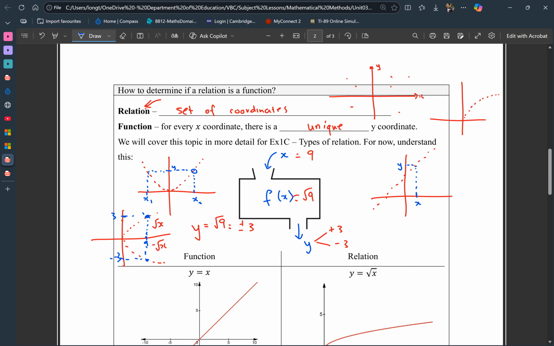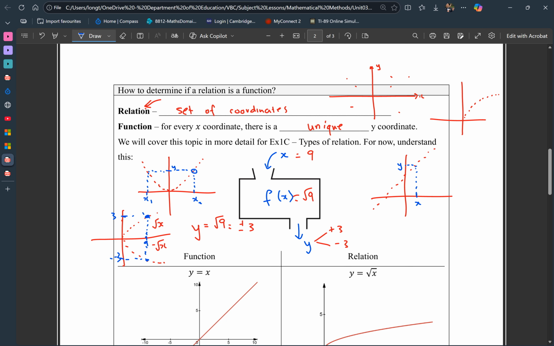But when they say relation, this is what it looks like. Because you can have both the positive and the negative, because you can have two y values, because that's a relation. A relation is a set of coordinates. But when they say function, that can't be a function, because for one x value, I end up with two y values. So this is a square root relation.